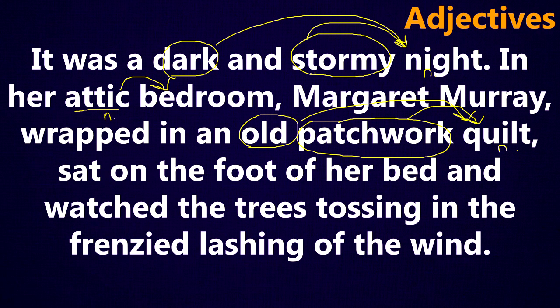Sat on the foot of her bed and watched the trees tossing in the frenzied lashing of the wind. So the last adjective we're going to see here is this word frenzied, because frenzied is describing the lashing. So when they're talking about lashing of the wind, they mean that the wind is blowing very hard, like it's beating you. Frenzied means it's crazy. Frenzied is a synonym for crazy. Like if somebody's really, really crazy and stressed out, we can say they're frenzied. But here they're talking about the wind being frenzied. So you can imagine looking out the window and seeing the trees and everything else just blowing like crazy.